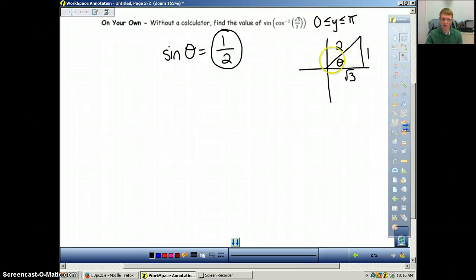Keep in mind that if these were not special right triangles, if you didn't just know it, you would have to use the Pythagorean theorem to figure out what the third side is. But these ones were all set up in a pretty easy way.